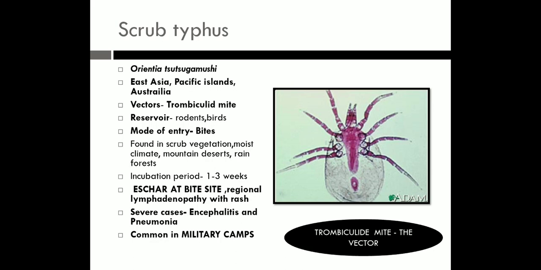A particular geographical area called the tsutsugamushi triangle has been described where this infection is prevalent, and this triangle extends from northern Japan and far eastern Russia to northern Australia in the south and Pakistan in the west. So countries such as Japan, China, Philippines, India, Pakistan, Afghanistan, tropical Australia, New Guinea, and Pacific Islands are endemic to this particular infection.